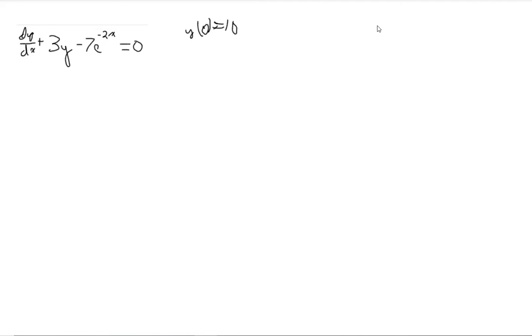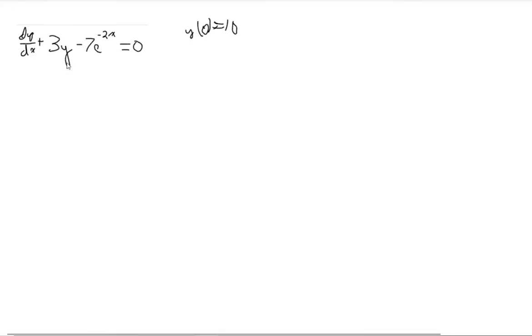Okay, that's going to help us find the constant of integration. Hopefully it's no big deal finding the constant of integration. That should have been learned in differential calculus, and it should be pretty easy. The hard part is the integrating factor part, which hopefully I can help you understand. So we're given dy/dx plus 3y minus 7e to the negative 2x.